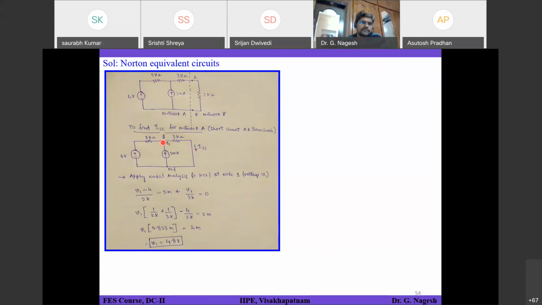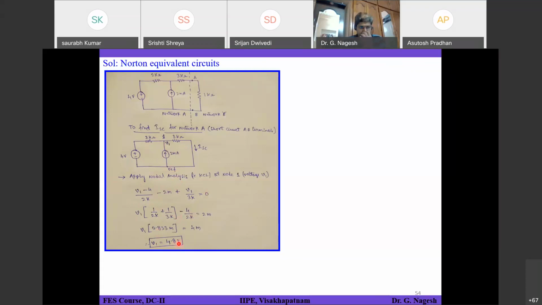You can apply nodal analysis or whatever it may be to find out ISC. I have applied nodal analysis here. What will be the expression? This is your reference. This is voltage V1. V1 minus 4 divided by 2K, that is your first term. Minus 2 milliamperes is your second term. And third term will be V1 divided by 3K is equals to 0. Clear? So you have only one unknown here, which is V1. So you can solve it. You observe V1 to be 4.8 volts.